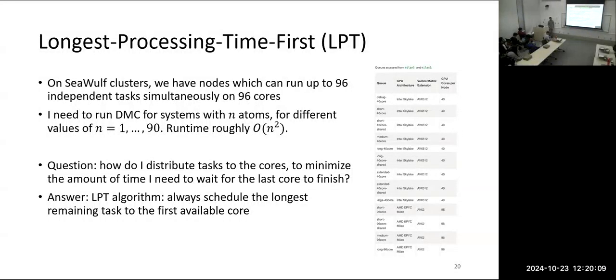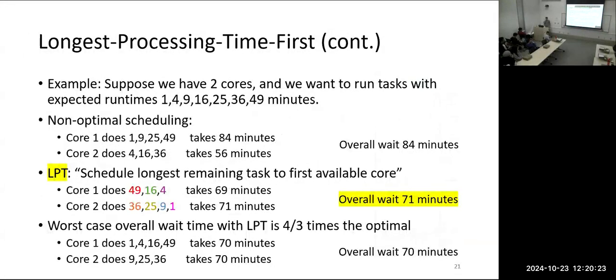One algorithm that answers the question heuristically is the longest processing time algorithm. The idea here is to always schedule the longest remaining task to the first available core. To explain what that sentence means, I'm going to show an example. Suppose, for simplicity, that we have only 2 cores, and we want to run tasks that we know are going to take 1, 4, 9, 16, 25, 36, and 49 minutes.